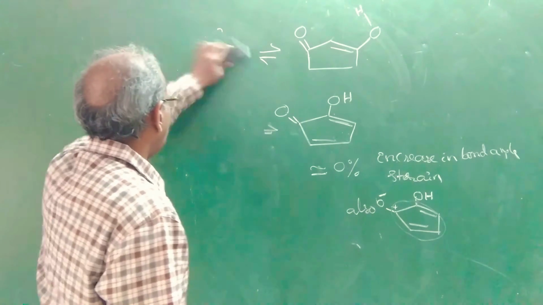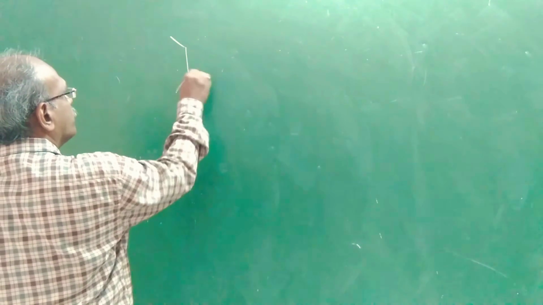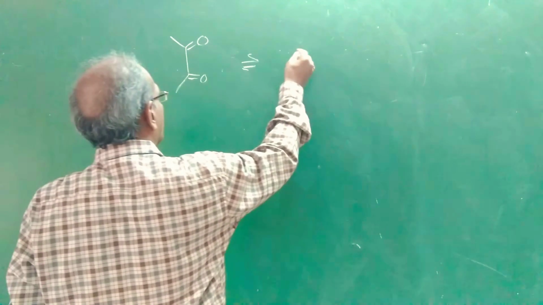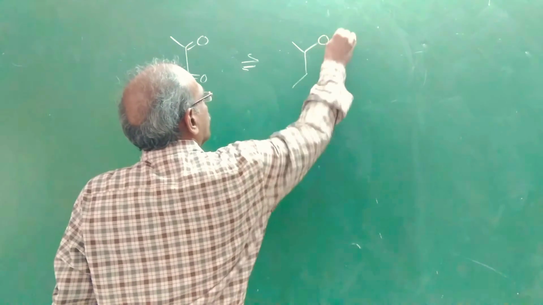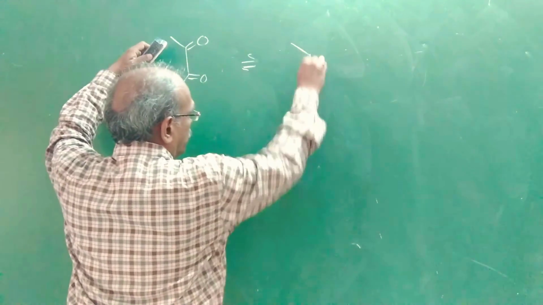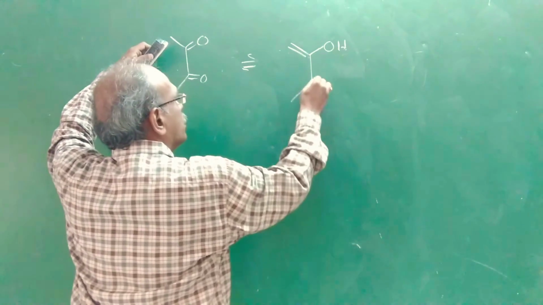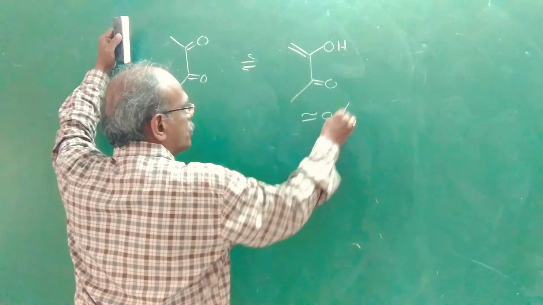Okay. Similarly, if you take 1,2 diketones, previously we have taken 1,3 diketones, adjacent position. Tautomerism in 1,2 diketones, sorry. With these hydrogens, we have to draw the tautomerism, double bond, OH, here double bond O. Okay, but this is almost 0%.